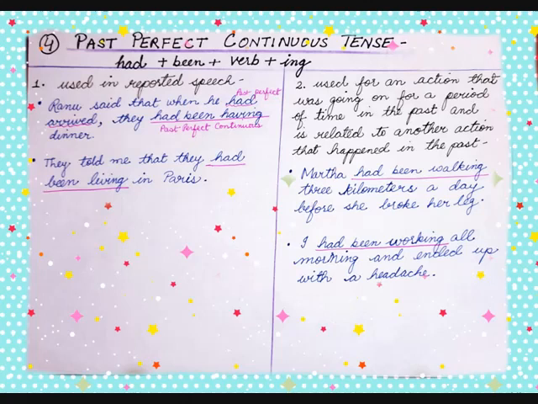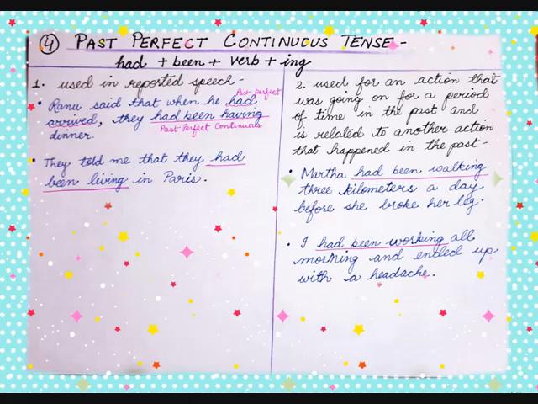The second use is for an action that was going on for a period of time in the past and is related to another action that happened in the past. That means we are talking about two actions which happened in the past, and for the first action we generally use past perfect continuous tense, and the second action which is related with the first action is shown by the simple past tense. You can understand by the examples.